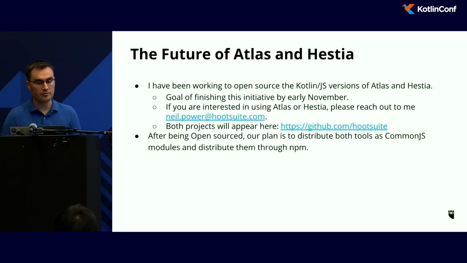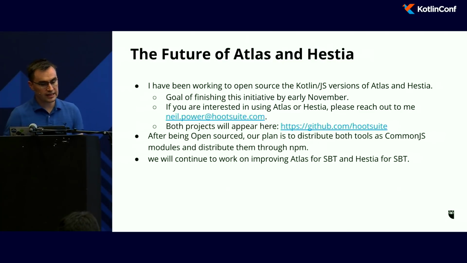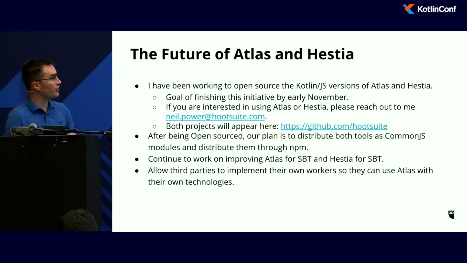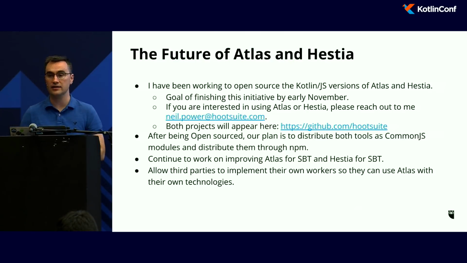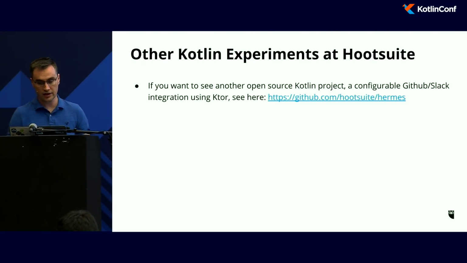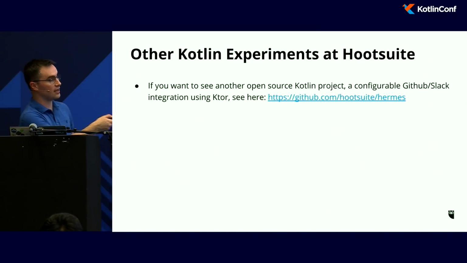So after being open sourced, our plan is to distribute both tools as CommonJS modules through NPM, such that you wouldn't even need Kotlin JS, you could just use JavaScript. So we're going to continue to work on improving Atlas for SBT, as well as Hestia for SBT. Finally, we're going to allow third parties to implement their own workers so they can use Atlas with their own technologies. And just as an aside, if you want to see another Hootsuite open source Kotlin project, a configurable GitHub Slack integration using Ktor, it's already open sourced at Hootsuite/Hermes. I'd be happy to chat about that anytime as well.